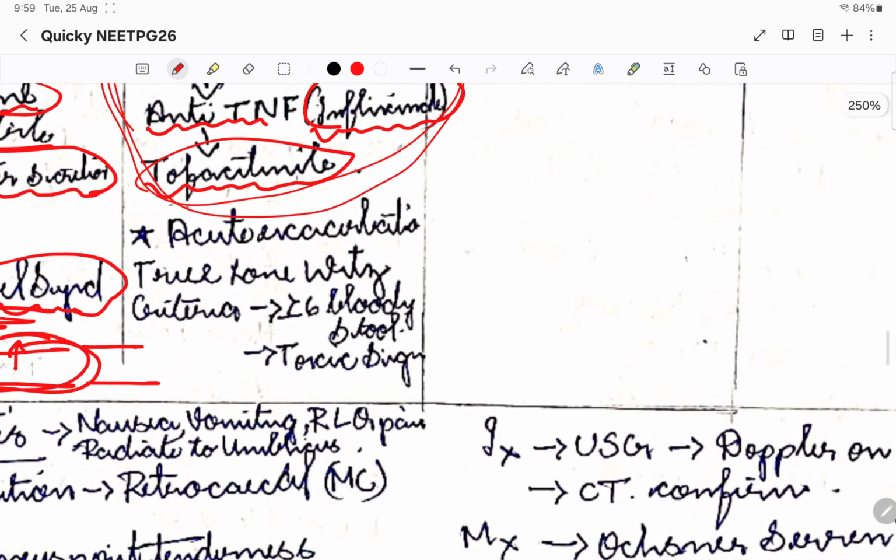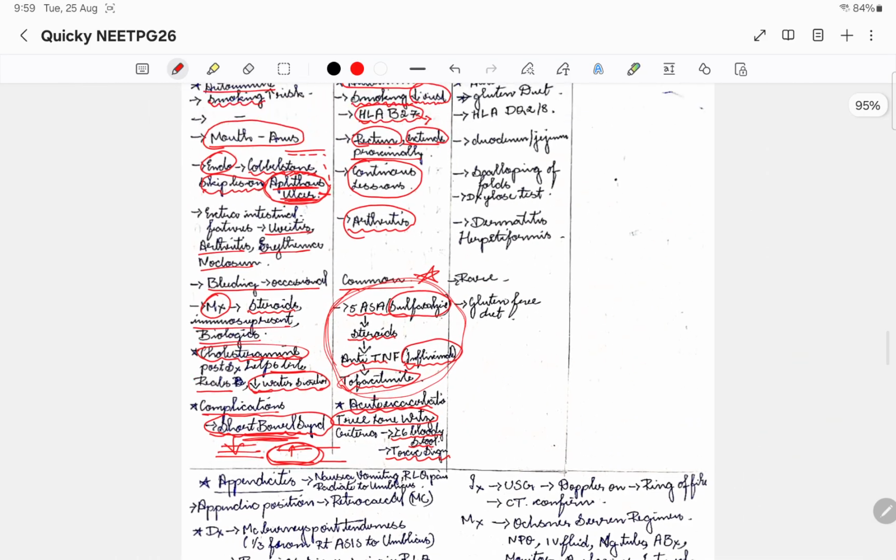Whereas acute exacerbation of ulcerative colitis is known by the Truelove and Witts criteria. Acute exacerbation will be basically more than 6 bloody stools or toxic signs might be there. So this is known as the Truelove and Witts criteria. This is the thing with respect to ulcerative colitis.